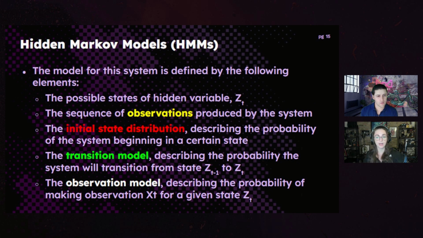Number two, we have to take the sequence of observations produced by the system. So now we need observations to define our model, to train our model in a way. And we need to figure out what observations to give to it.